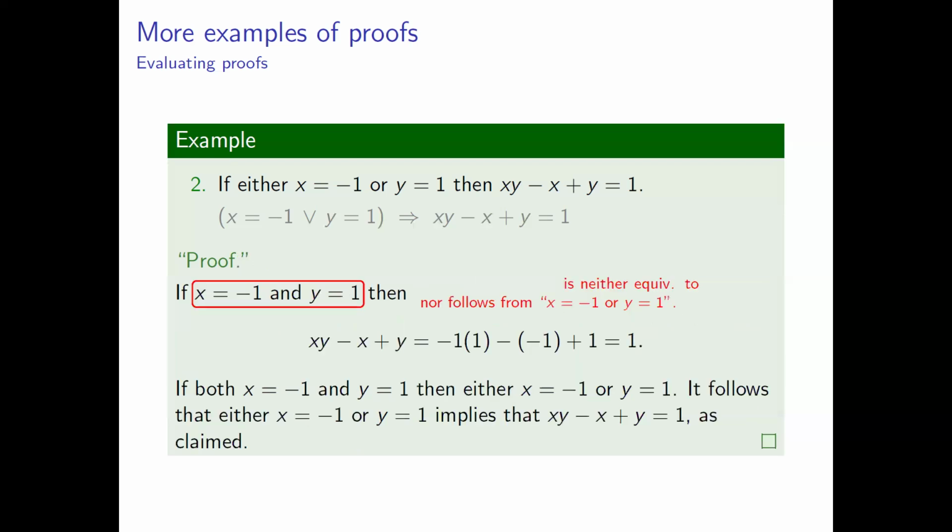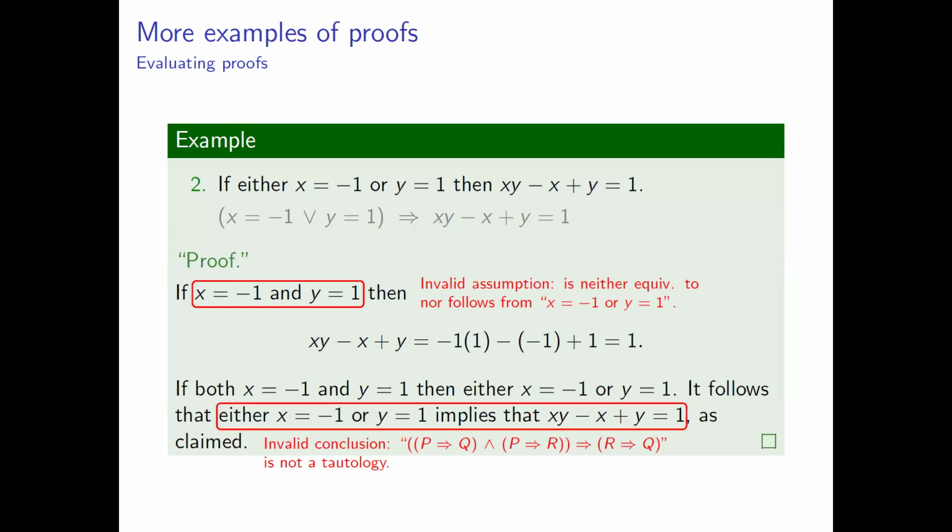First, the assumption x equals minus 1 and y equals 1 is neither equivalent to nor follows from the antecedent of the original claim. Hence, this is an invalid assumption. This is the first logical error. We can show that the propositional formula, if P implies Q and P implies R, then R implies Q, is not a tautology. Hence, the argument in the second paragraph is invalid, which means that the conclusion that the claim holds is invalid. This is the second logical error. Therefore, the proof is incorrect.